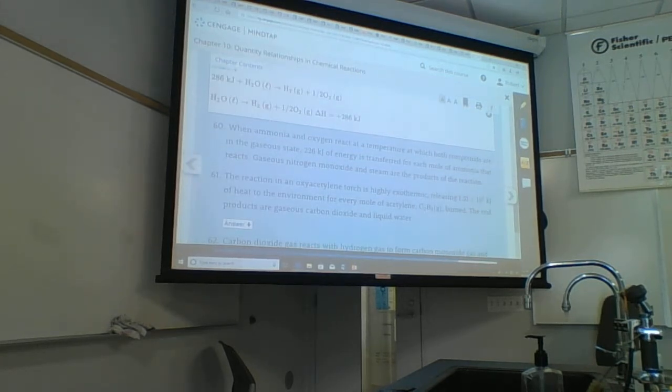When ammonia and oxygen react at a temperature at which both compounds are in the gaseous state, 226 kilojoules of energy is transferred for each mole of ammonia that reacts. I don't like this, transfer. I wish that instead of saying transferred, they would just say is produced or is consumed. It's much easier.